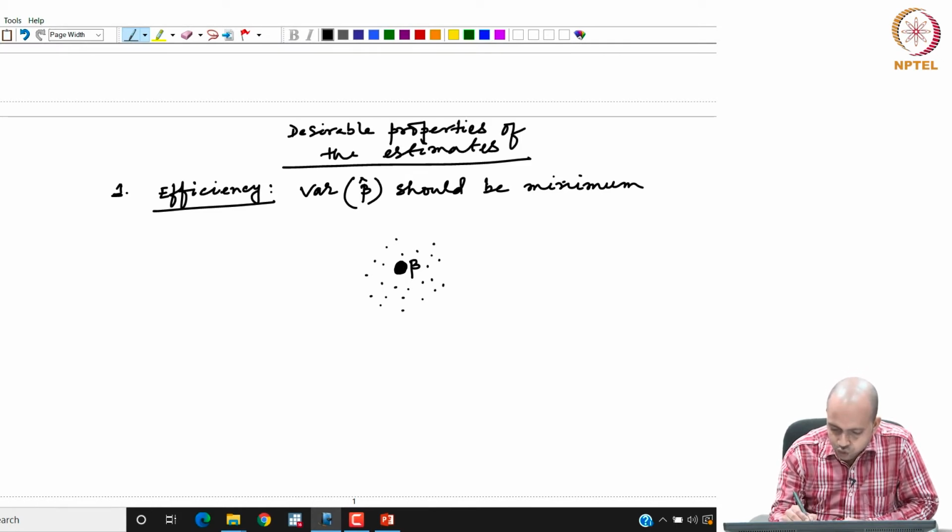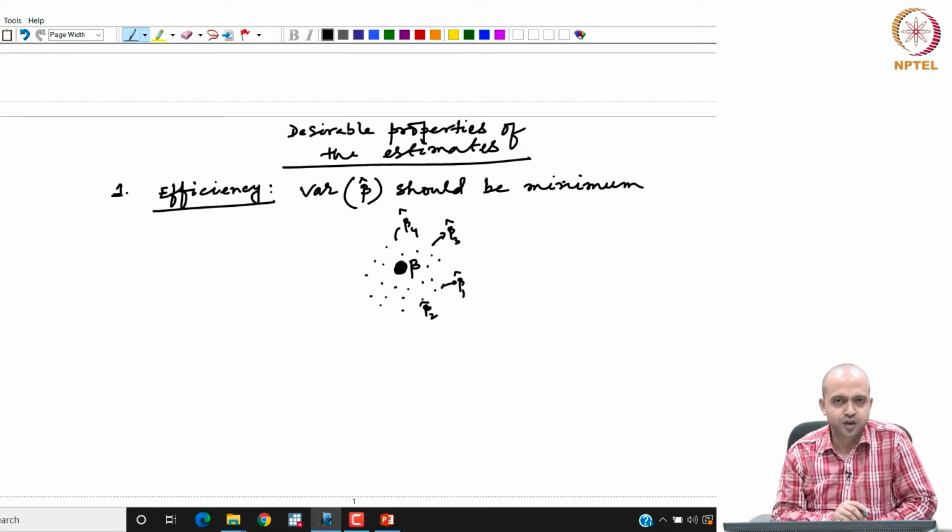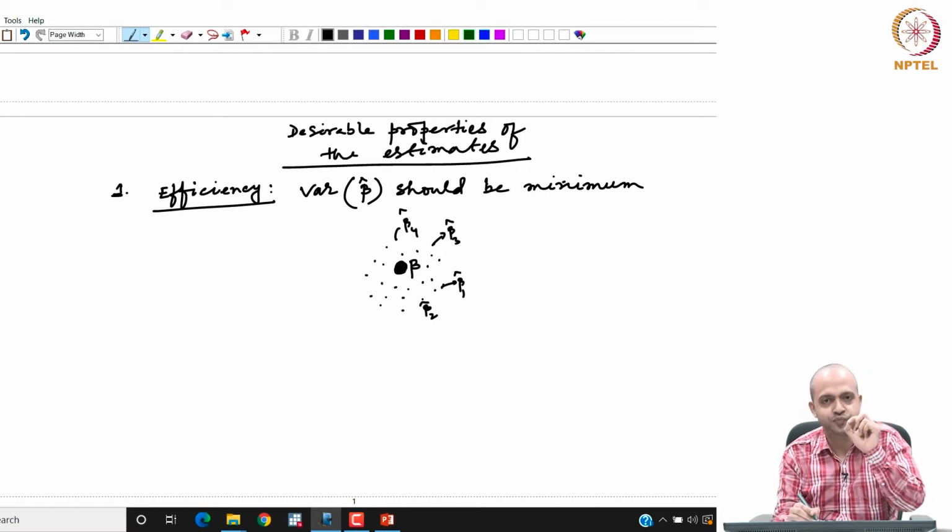And let us say that all these points are beta hat. This is, let us say, beta 1 hat, this is beta 2 hat, beta 3 hat, beta 4 hat, like that. These are all points. So, that means what basically this minimum variance property says is that in all your shootings, the deviation from the actual point should be minimum.